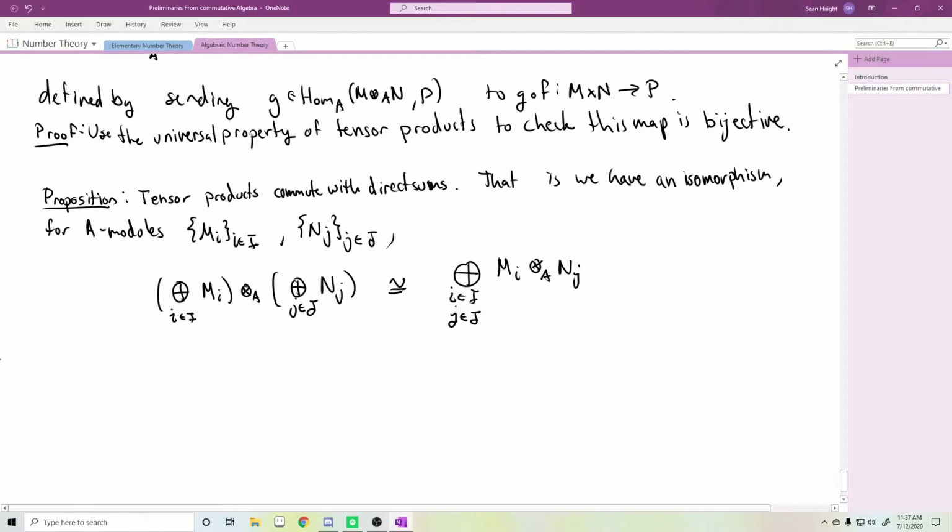Furthermore, I'll tell you what the map is. The map sends a simple tensor, a sum of m_i's tensor a sum of n_j's, to a sum of simple tensors m_i tensor n_j.